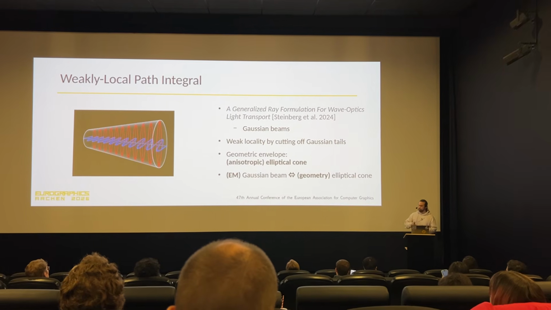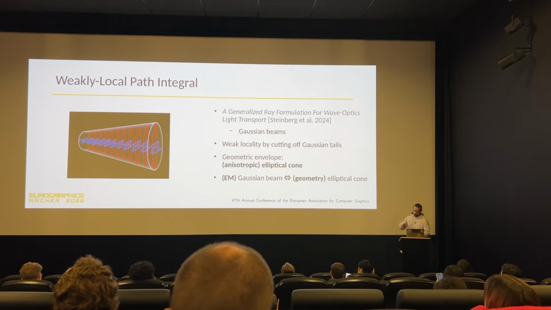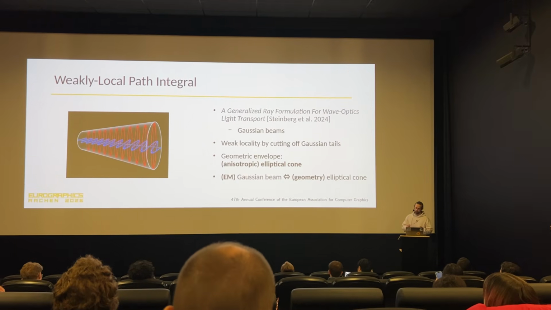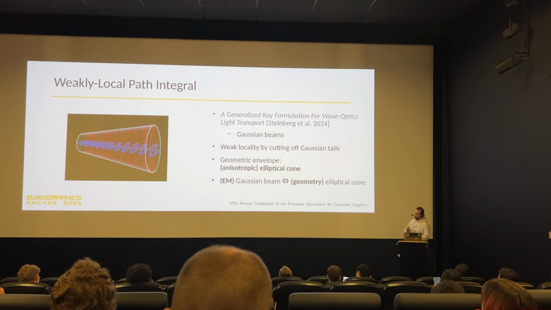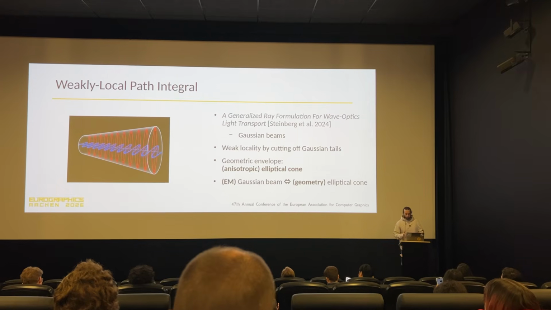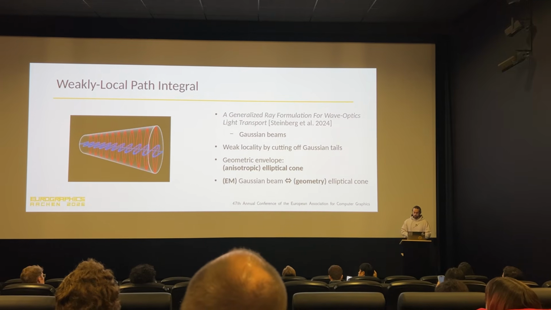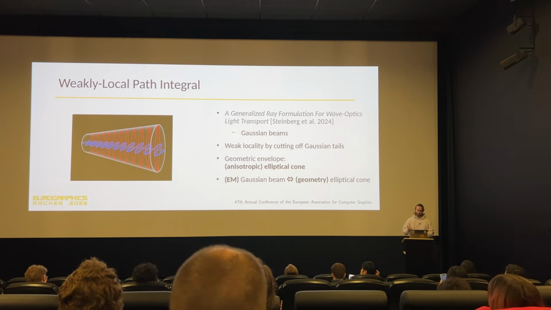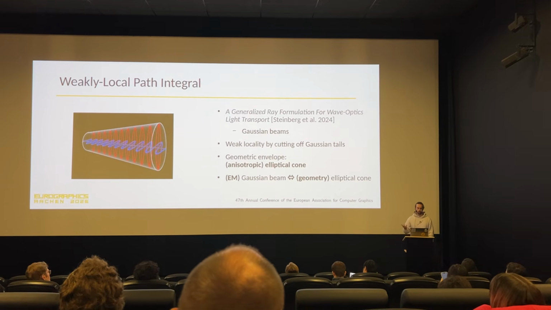A Gaussian beam uniquely defines its elliptical conic envelope, and conversely, the elliptical cone uniquely defines the Gaussian electromagnetic field, which is very convenient because tracing these weakly local beams reduces to tracing the simple elliptical cones that act as geometric proxies.